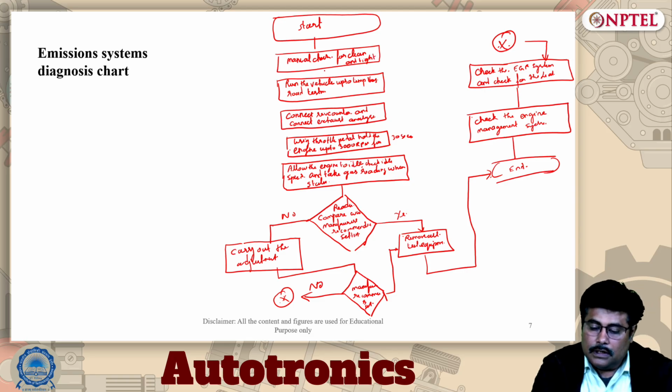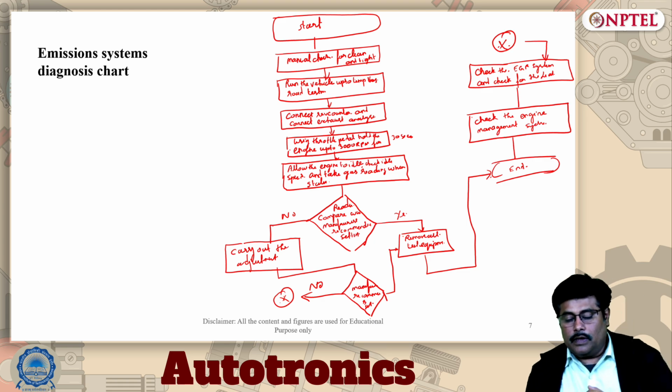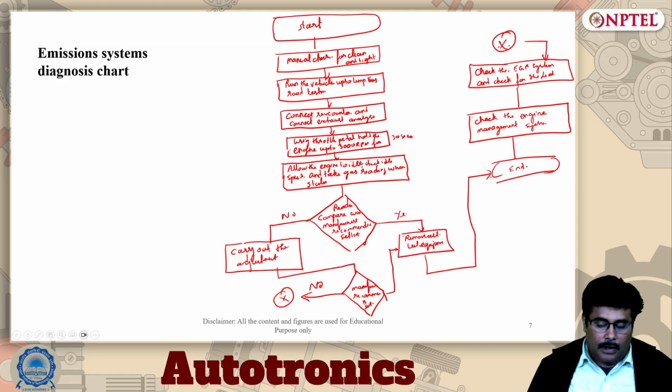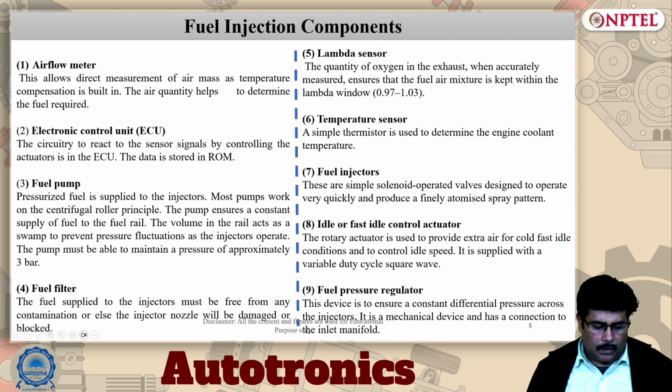If you closely look at the different characteristics, we run the vehicle up to temperature, connect the rev counter and connect the exhaust analyzer. Using the throttle pedal, hold the engine at 3000 RPM for 30 seconds. Allow the engine to idle. So we are checking the overall idle condition and the overall exhaust analysis. We are setting up a benchmark, and within that benchmark we see how much emission is happening.